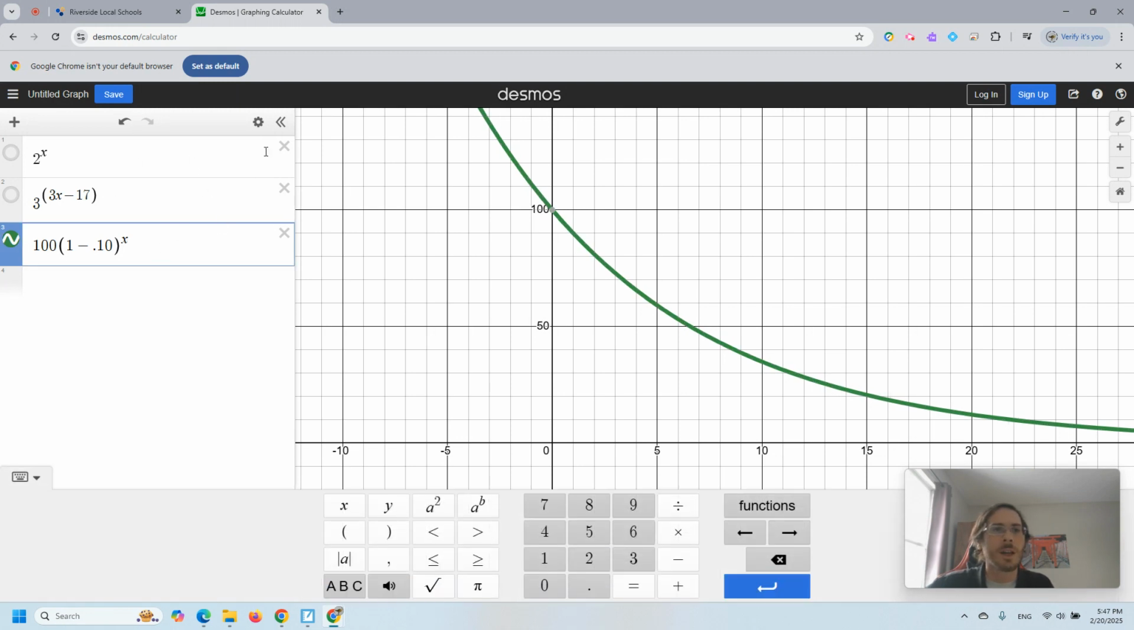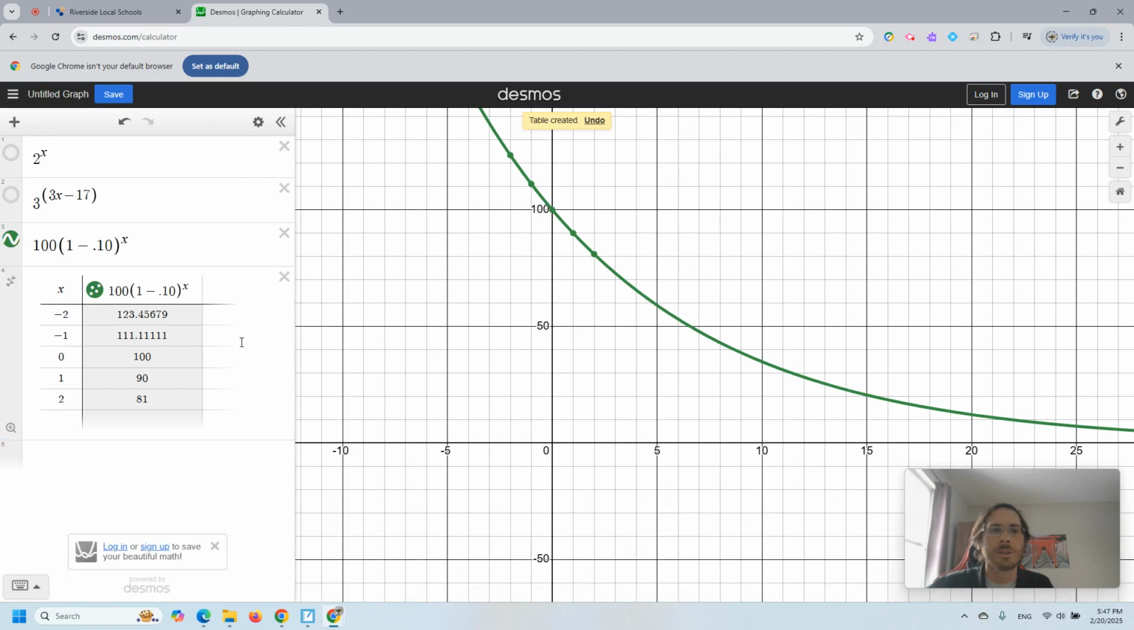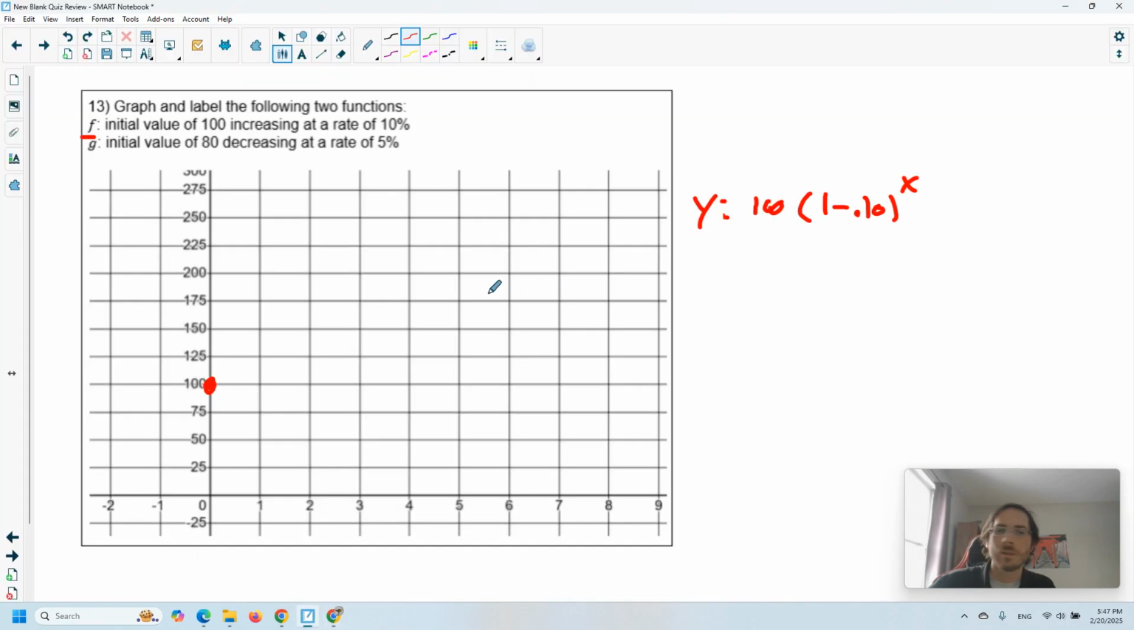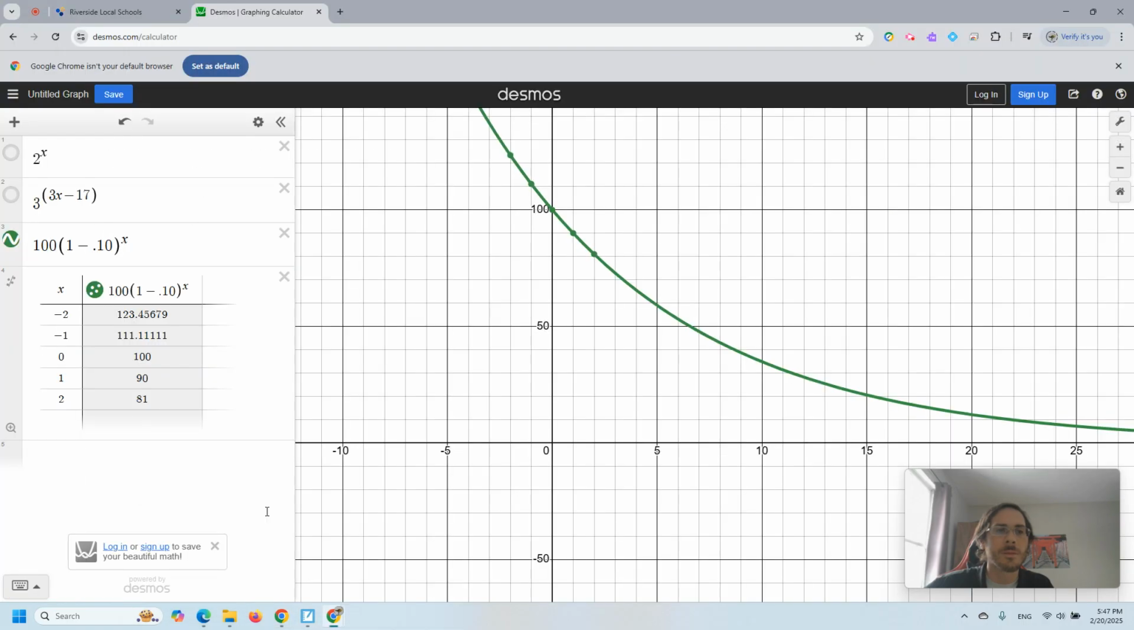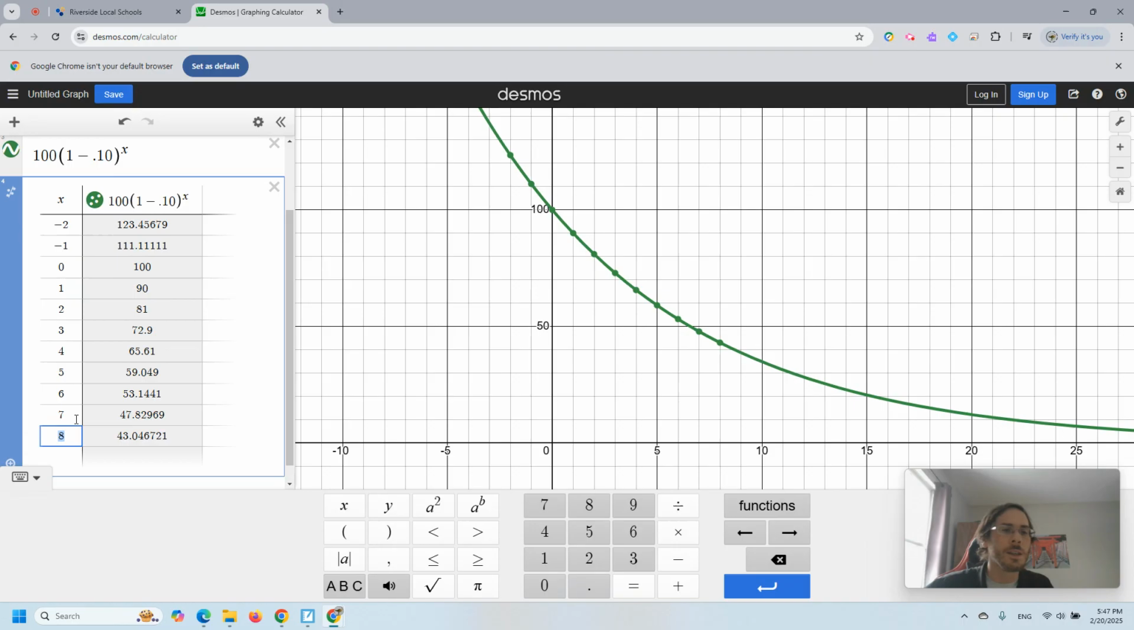Since we want to graph it, I may as well just go ahead and make the table and get all those points and see what points I want to graph. So I got 90 and 81. So over here we got 90 and 81. I feel like maybe we want some more points. Let's get some later points down at the end. So we can keep going. We could do 3, 4, 5, 6, 7, 8. Again, I'll just pull a few of them.